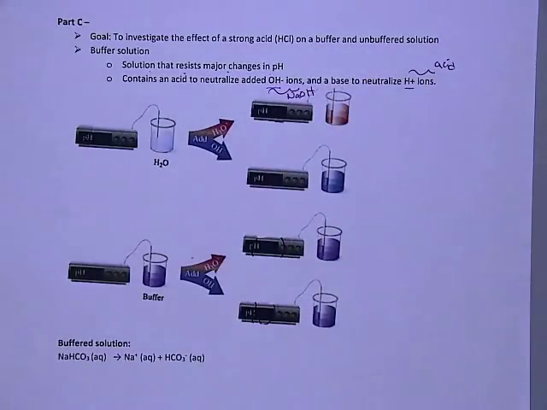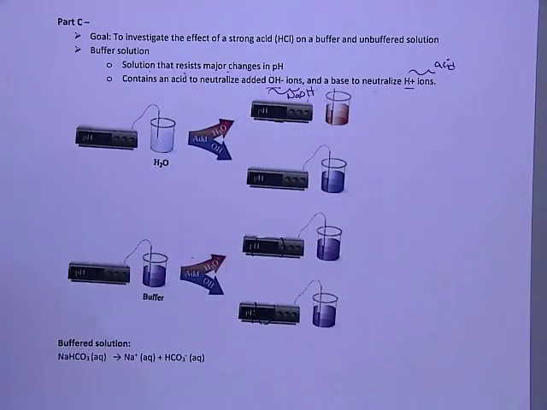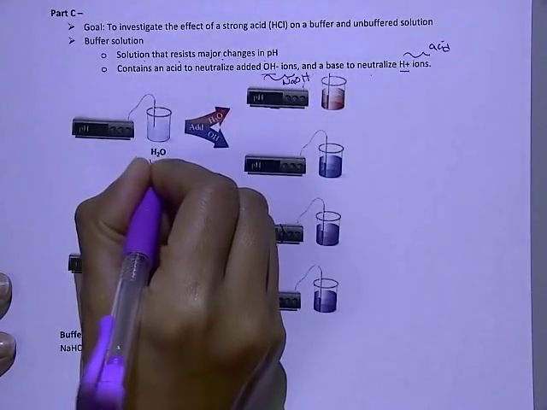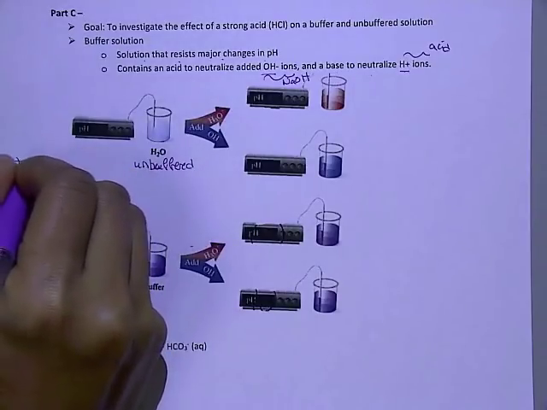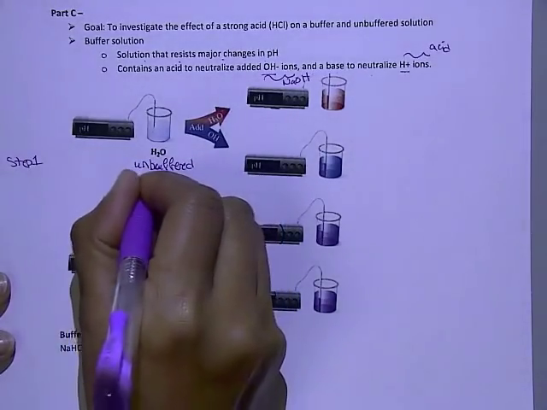Our body is one of the most efficient and productive buffer systems there are. So all of this neutralization is constantly happening in our body. To give you an example, this is an unbuffered solution. This is actually step 1 of part C. You have an unbuffered solution. You're adding a universal indicator.